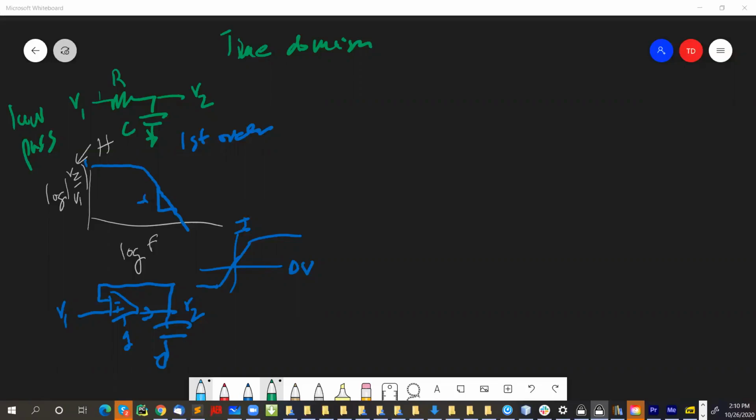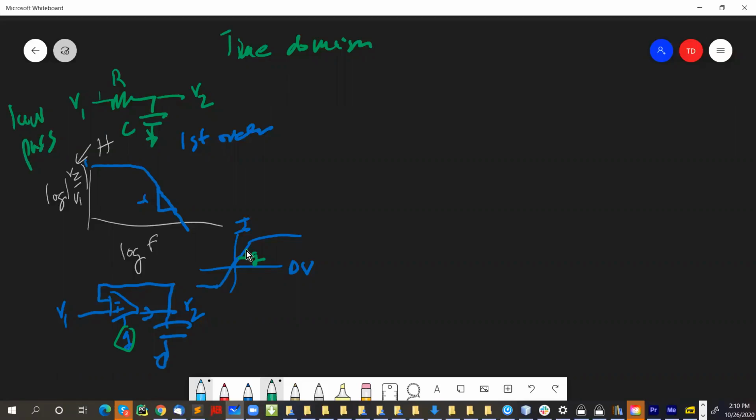Yeah, thank you for asking that question. That's a good question. So when this delta V is small here, the slope of this curve is G, the conductance of this transconductance amplifier, right?